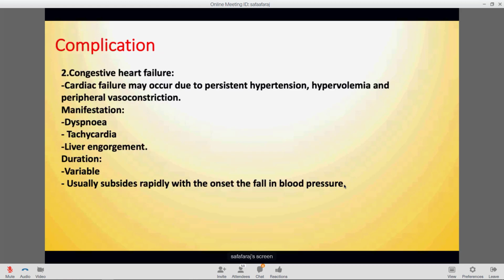Congestive heart failure is one complication of glomerulonephritis. It occurs as cardiac failure due to persistent hypertension, hypervolemia, and peripheral vasoconstriction. A patient with dyspnea, tachycardia, and liver engorgement should be suspected of having heart failure.